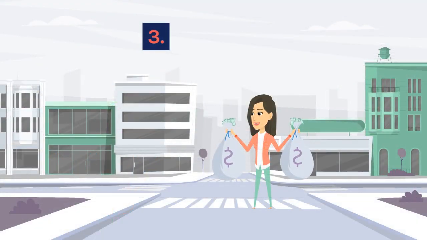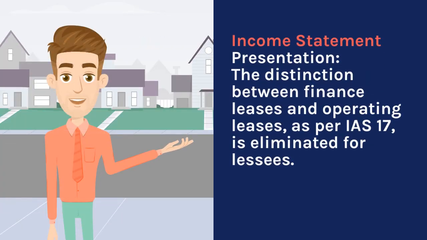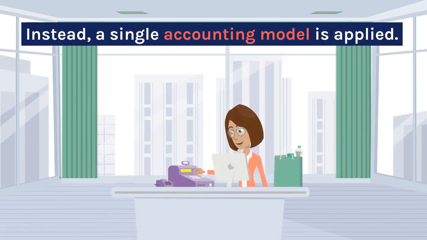3. Income statement presentation. The distinction between finance leases and operating leases, as per IAS 17, is eliminated for lessees. Instead, a single accounting model is applied.